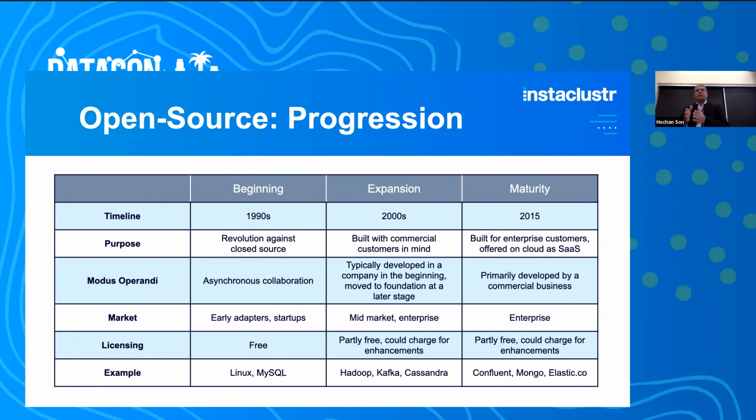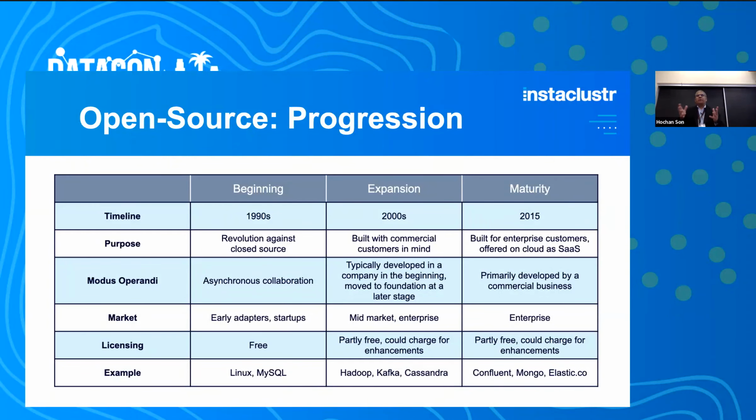Then we go to the expansion phase, early 2000s, I would say. This software was built with commercial customers in mind. It typically started in a commercial company and later moved to a foundation that was open source and free. For example, Hadoop was developed at Yahoo, Kafka was developed at LinkedIn, and Cassandra was developed at Facebook, and then they open sourced it later on. Again, the licensing was free. I will talk about licensing, but you could charge for enhancements.